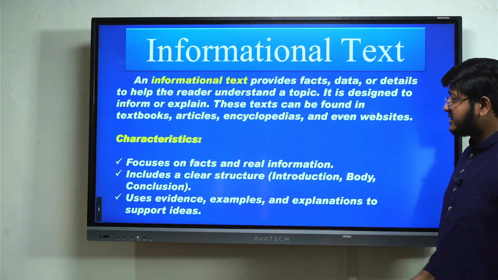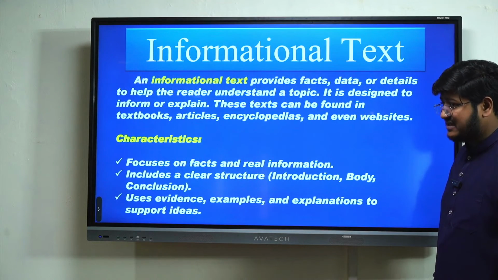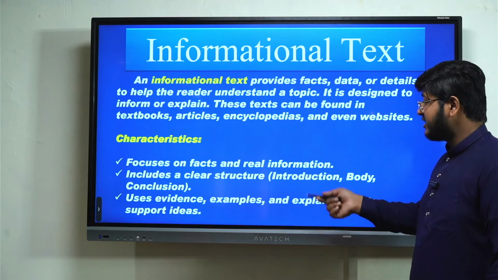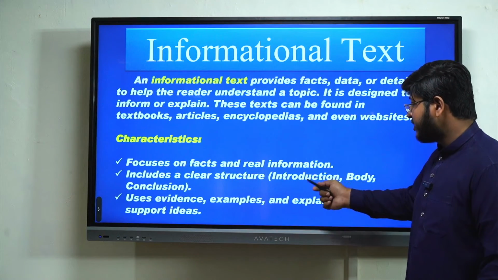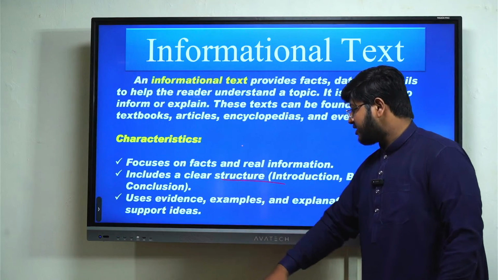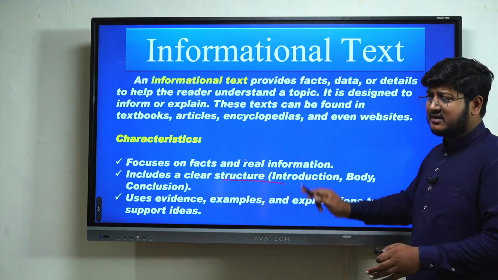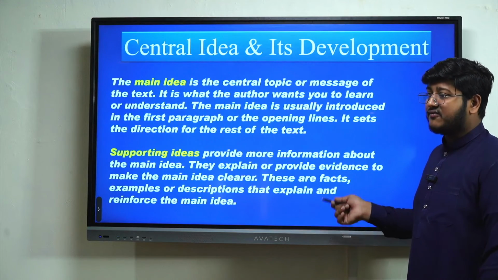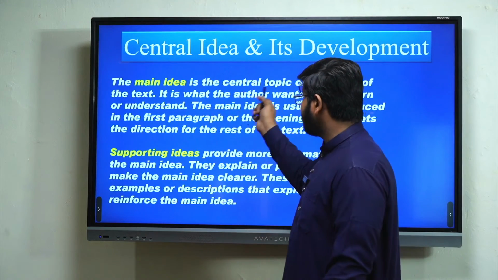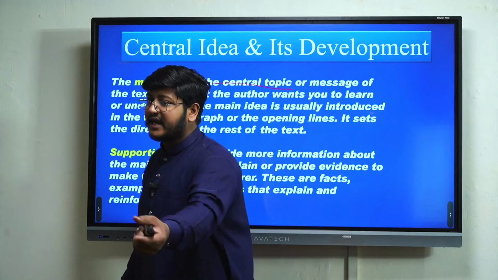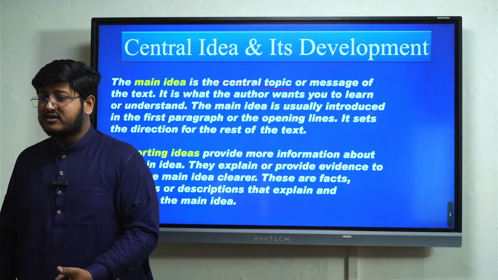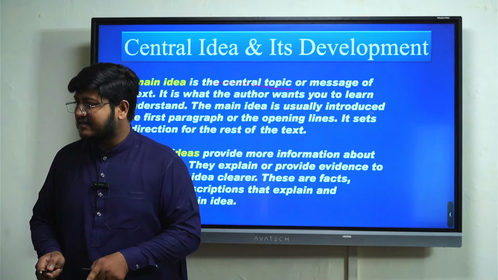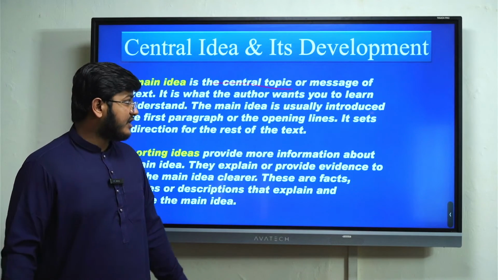Here are all the things written which we have discussed previously in the lecture, like focus on facts, real information, includes clear structure, evidence, examples. So you can go through all these things after the lecture. We have discussed the main idea, the central topic. The main idea is actually the central topic on which a text is written. Is that clear? So let's move further.